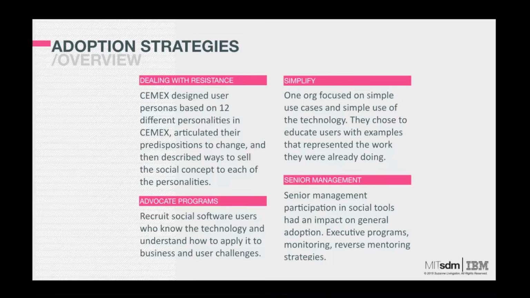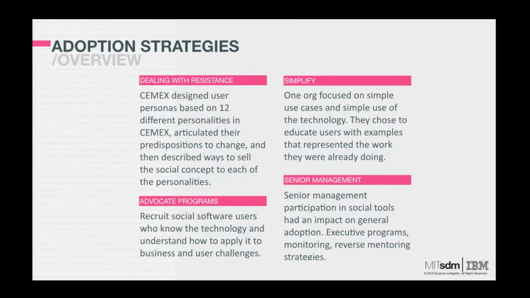Actually, several of them used advocate programs as a way to help the business understand what user challenges were. So they would recruit social software users who were advocates for the tool and have them speak on behalf of the technologies and the benefits of them to others in the organization who are perhaps not educated or needed to know why to utilize these tools and in what capacity, and actually help coach them through the process.